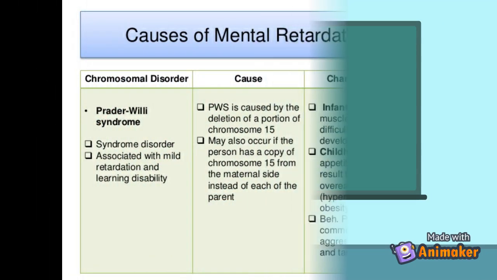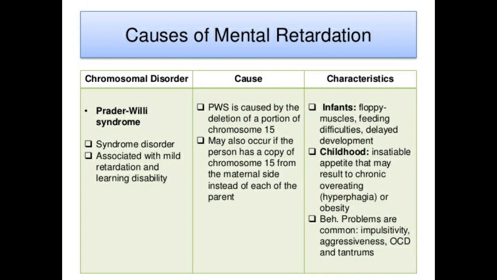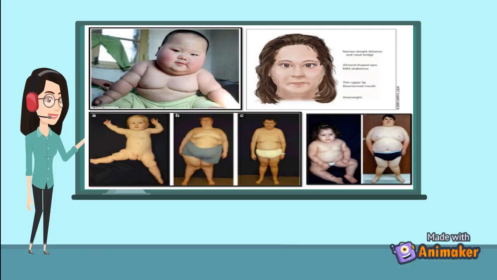Next is Prader-Willi syndrome. It is a syndrome disorder caused by the deletion of a portion of chromosome 15. Initially, infants have hypotonia, or floppy muscles, and may be tube fed. The initial phase is followed by the development of appetite. It is associated with mild retardation and learning disabilities.